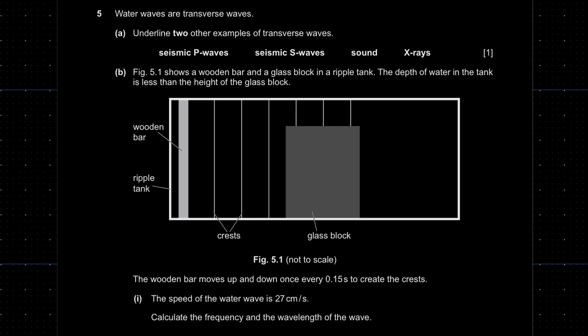Water waves are transverse waves. Underline two other examples of transverse waves. So seismic S waves are transverse waves, and similarly X-rays are also transverse waves. Right? This is just stuff that you need to know.